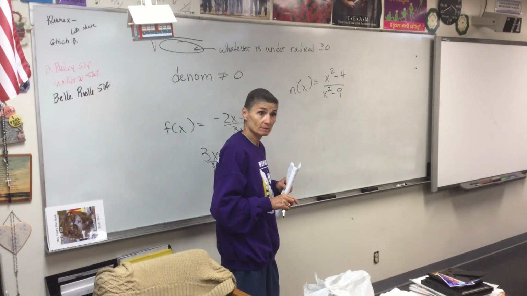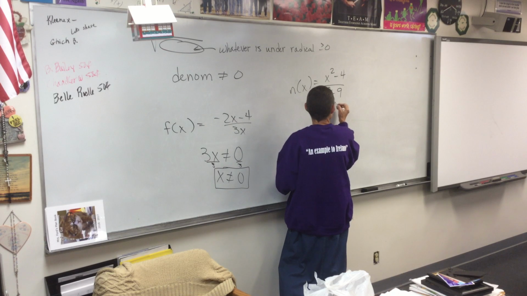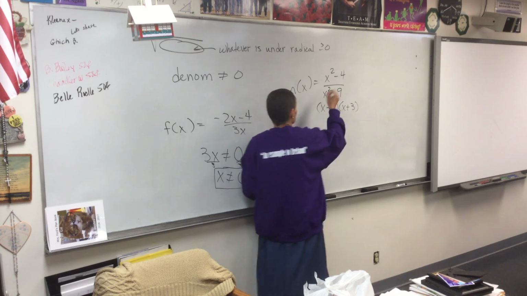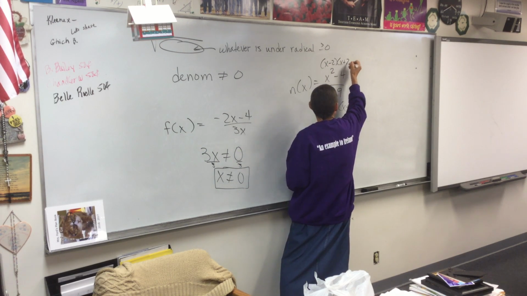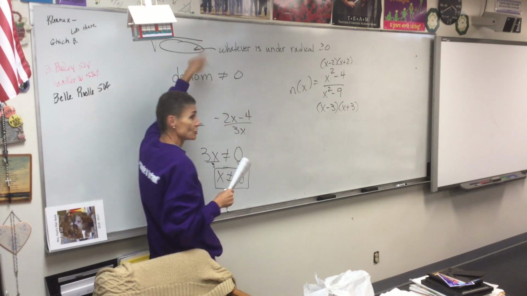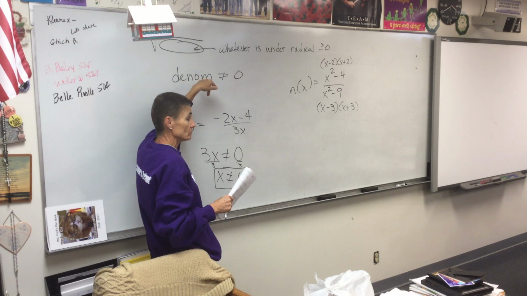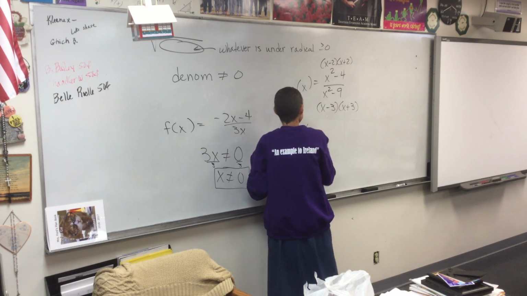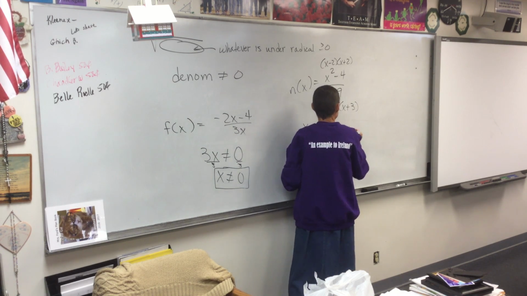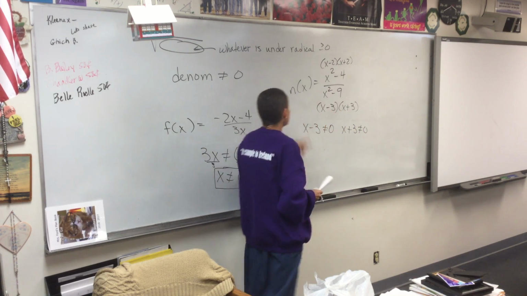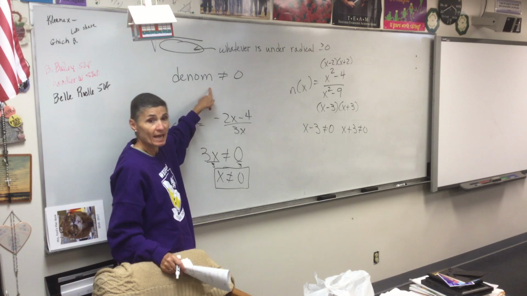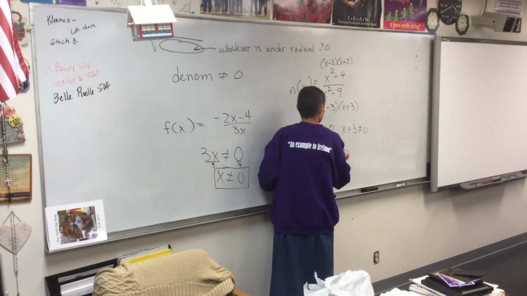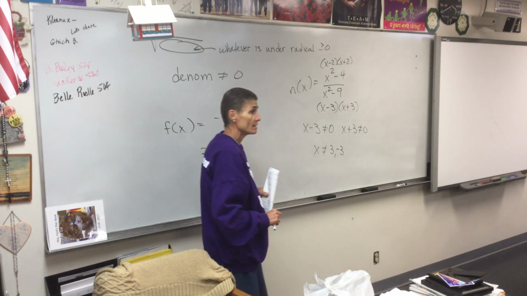It factors into x minus 3, x plus 3. Right? Now, so does the top, x minus 2, x plus 2. But does the top have anything to do with my domain rules? No. I am focused on the bottom. So x minus 3 cannot be 0, and x plus 3 cannot be 0. Because whatever is in the denominator cannot be 0. So your domain is everything except 3 or negative 3.